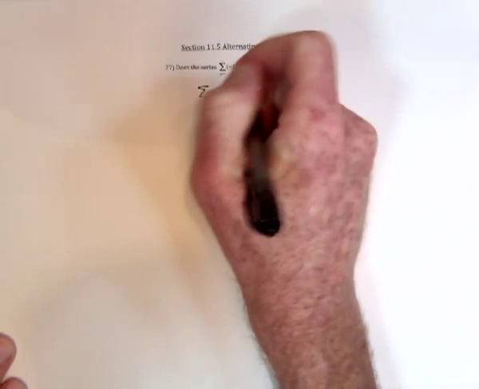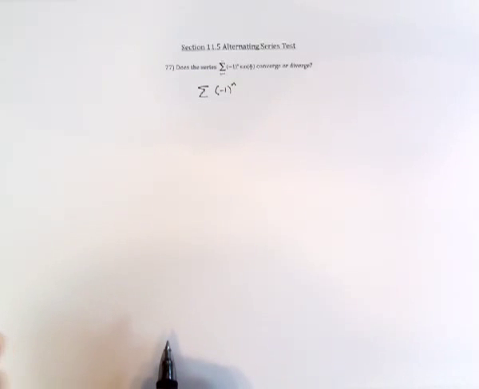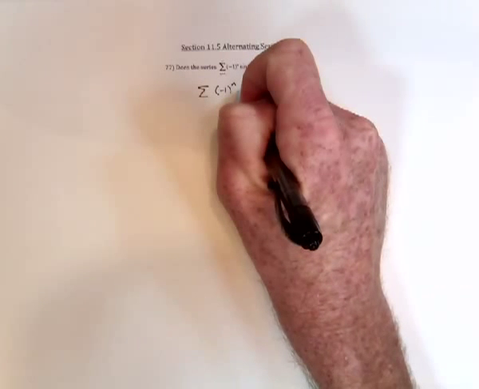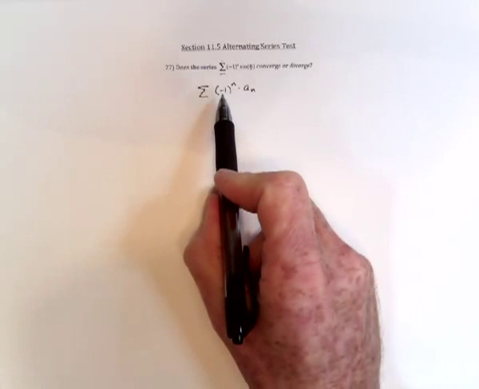Series test is for series that are of the form (-1)^n, that's the alternating part. That makes it alternate positive, negative, positive, negative. And then in general it's called the AN, where the AN itself is positive. So this is what's causing the alternating part.